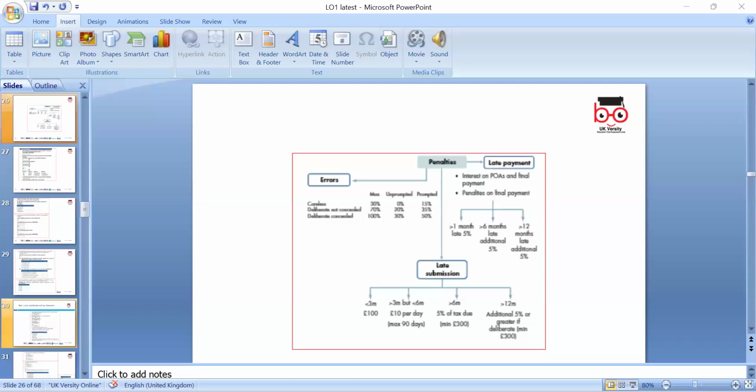So please, we need to look at late payment and what fines will apply. One month late is 5%, six months late is an additional 5%, and 12 months late is another additional 5%. Of course, we also look at the interest we have to pay if we do not make the payment.